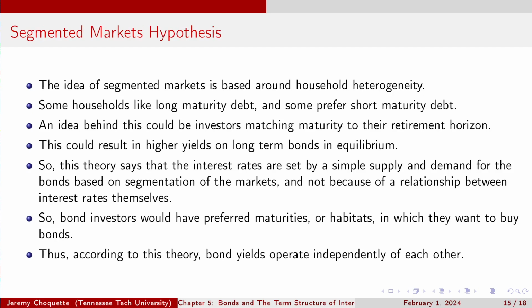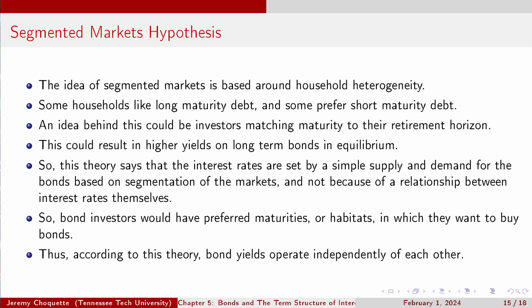There's the segmented markets hypothesis. This is the second one. The idea of this is based around heterogeneity of households, that households are all different. So some households may like longer maturity debt, some prefer short maturity debt. And an idea behind this could be investors trying to match maturity to their retirement horizons. And it could result in higher yields on long-term bonds in equilibrium.